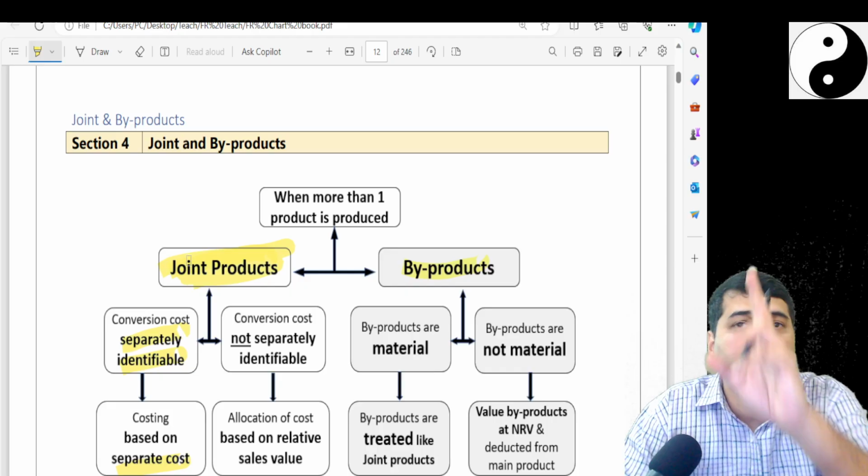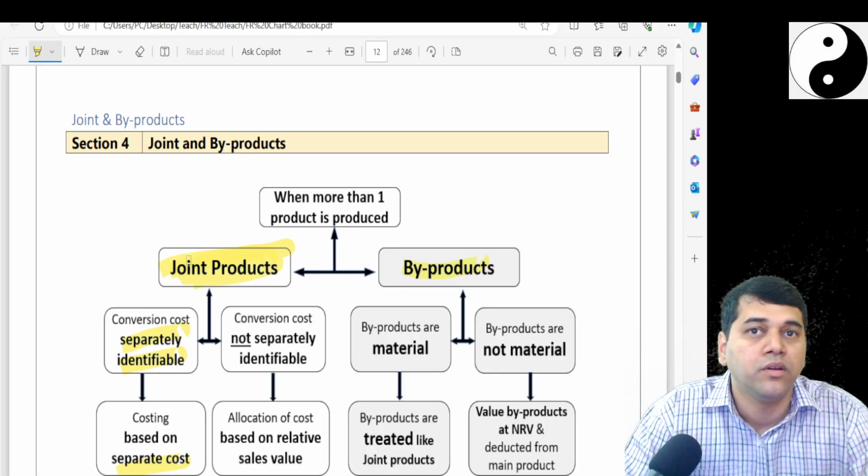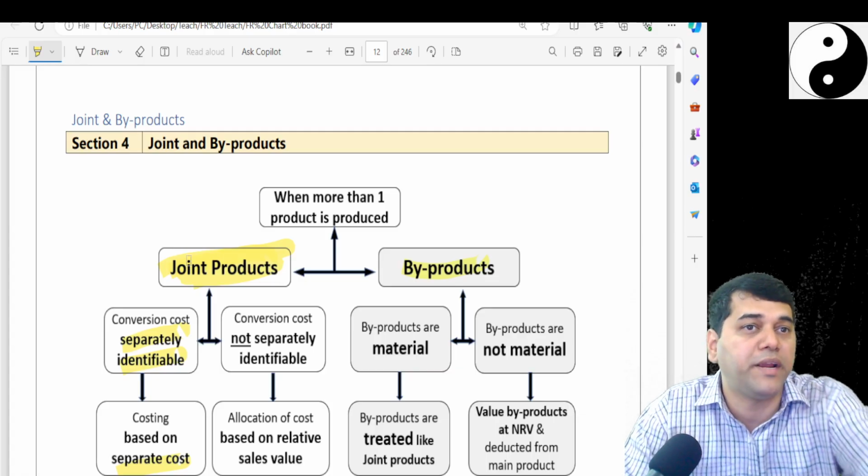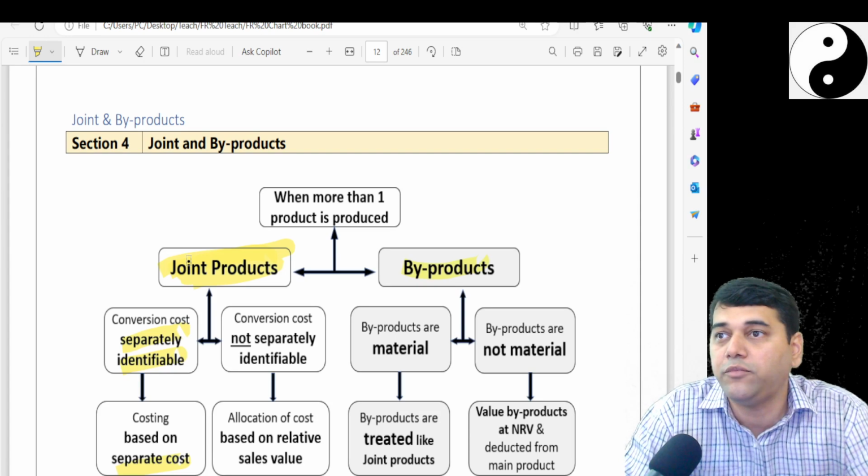See, till now we had only one product, so no headache. What about the direct material cost? What about the conversion cost? Labor you have paid for both, same, no? At the same time you have given to both.